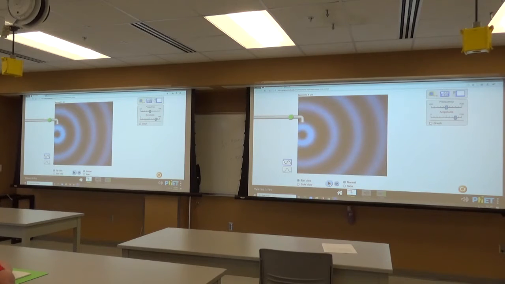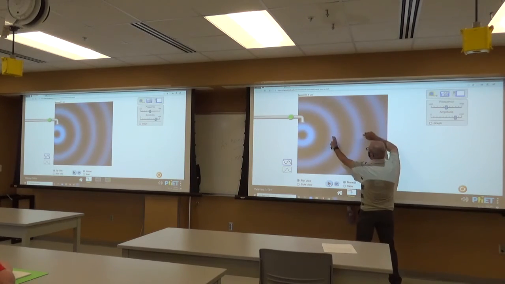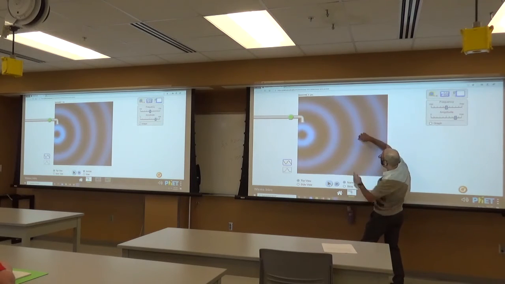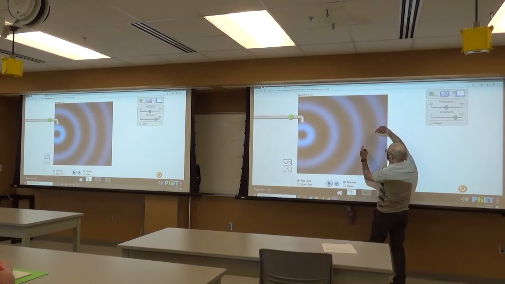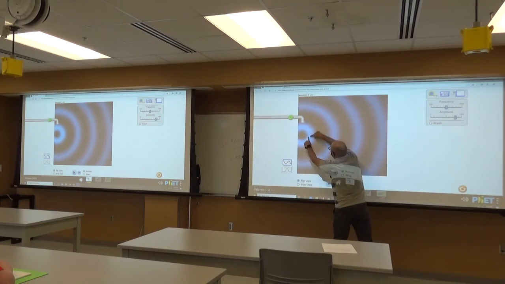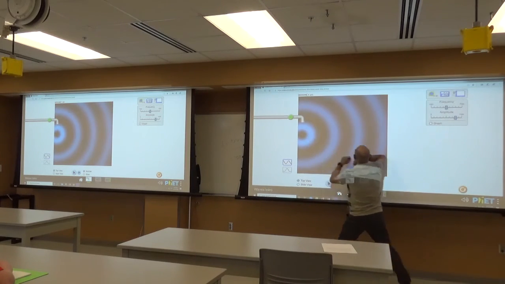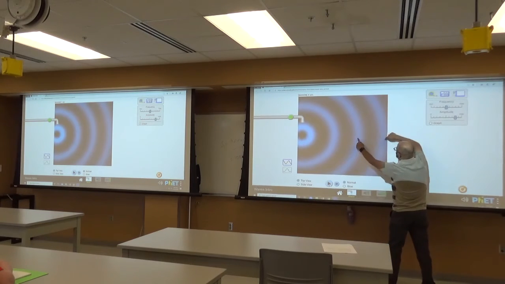So you see here the distance between crest and crest. Okay, so that's crest, crest. That distance is wavelength, one wavelength. Or you can also say from here to here is one wavelength, crest to crest. Or you can also say from here to here, bright to bright, is wavelength.